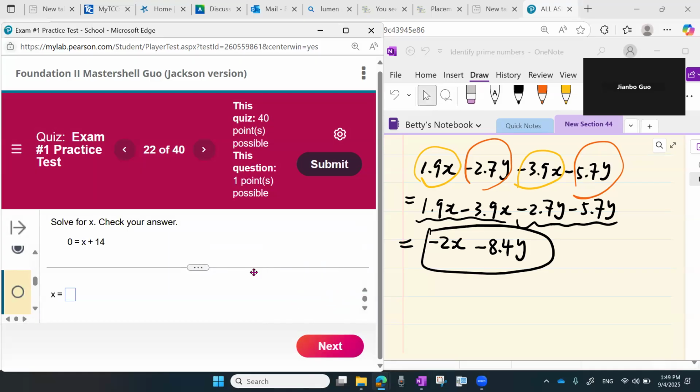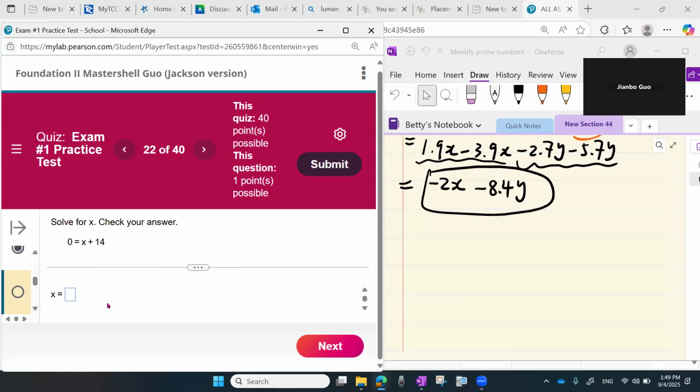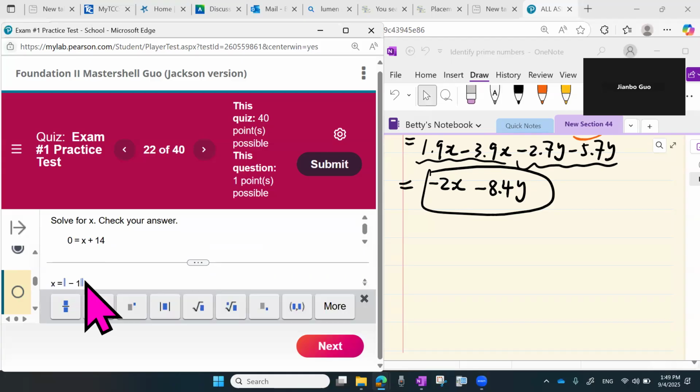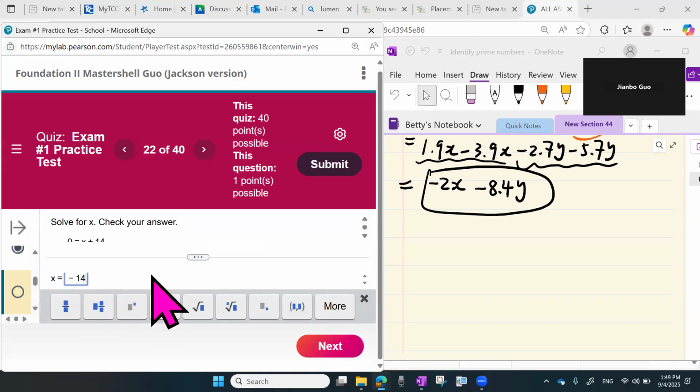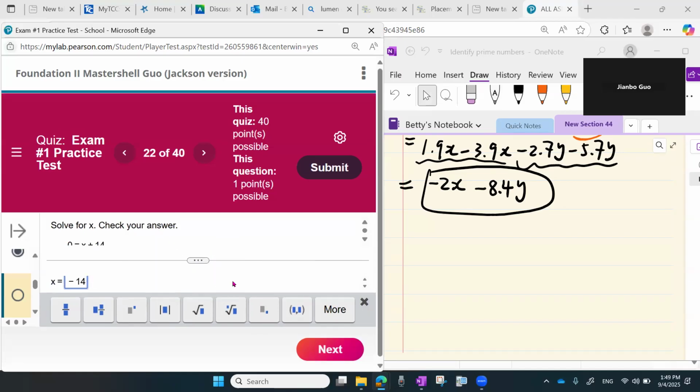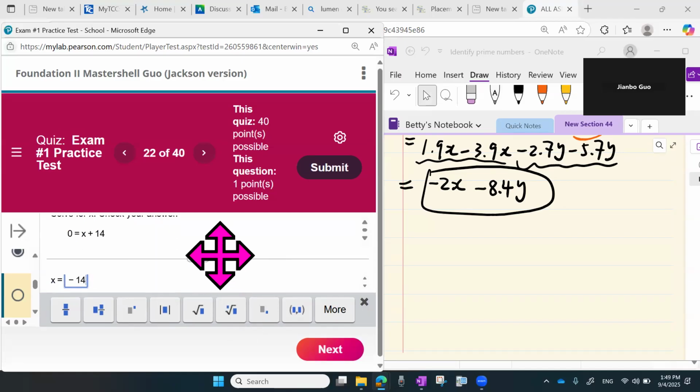Question number 22, solve the equation. Well, this one, just think about which value added to 14 gives you 0. Only negative 14, the opposite of 14. So the answer is negative 14.